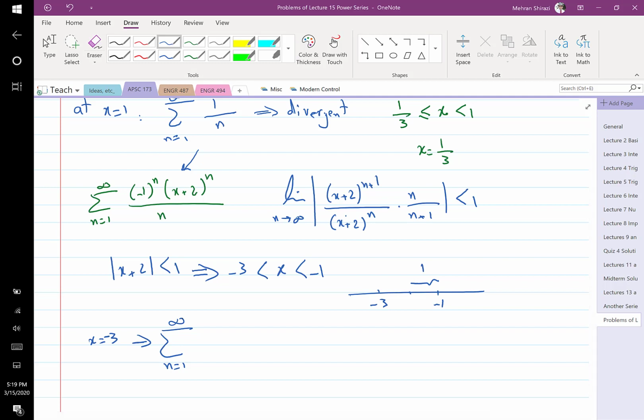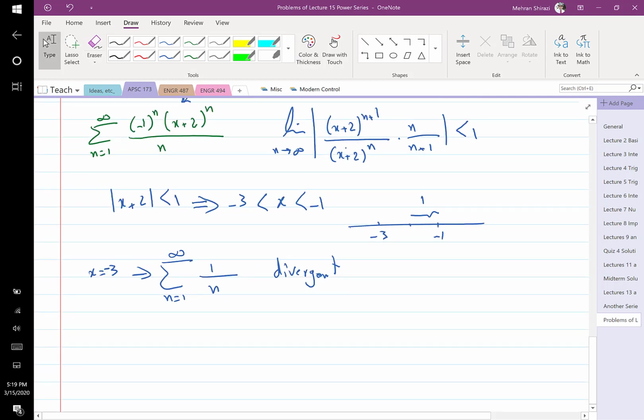When n is even, -1 to the power of an even number is 1, so we have 1 times 1. And when n is odd, we have -1 times -1, which is again 1. So this is always 1 over n, which is a divergent series. It's the harmonic series, it's divergent.